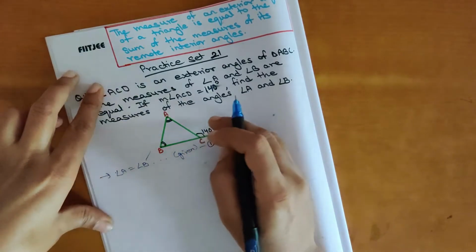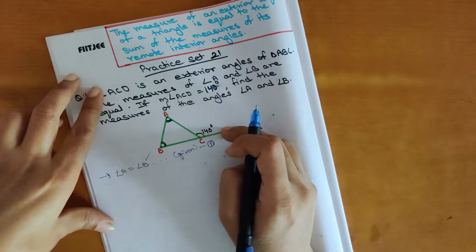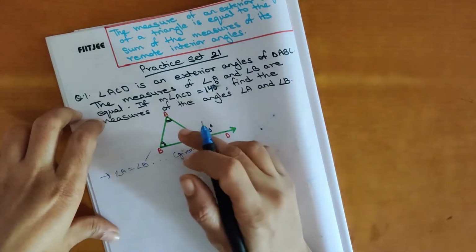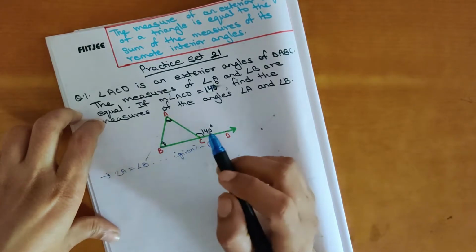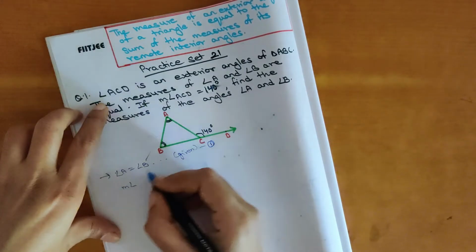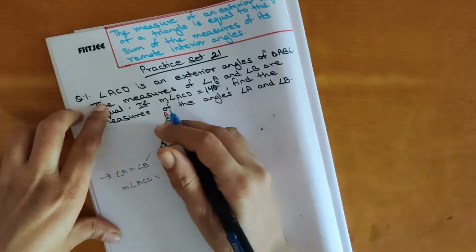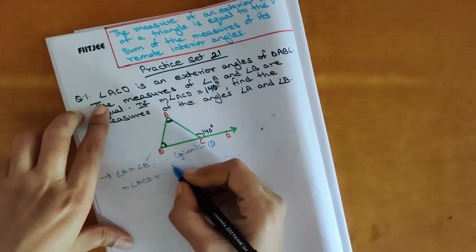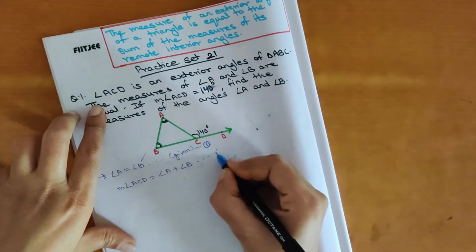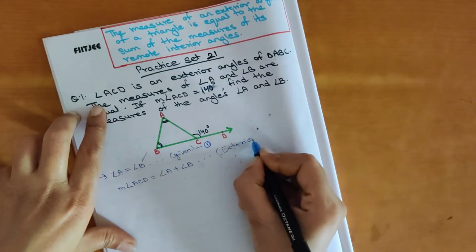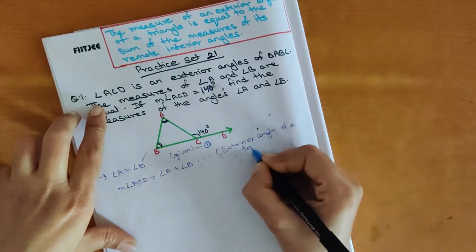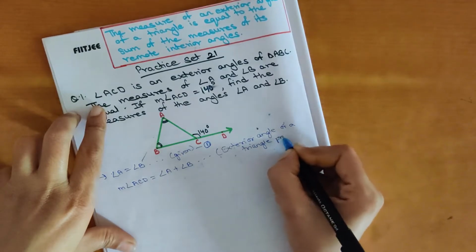Now we know that the exterior angle is equal to the sum of the interior opposite angles of a triangle. This we have to do, the sum. So we know measure of angle ACD is equal to angle A plus angle B, by the property of exterior angle of a triangle.